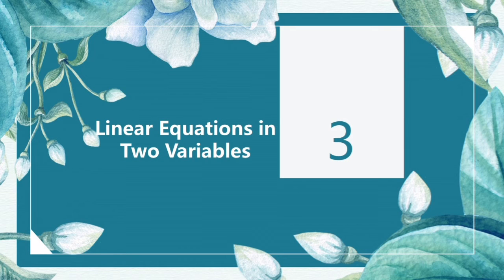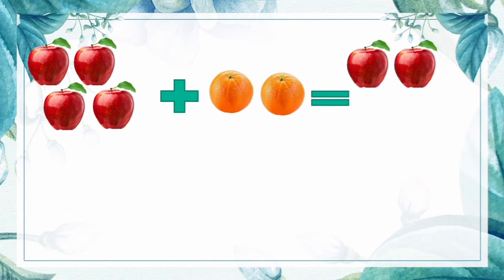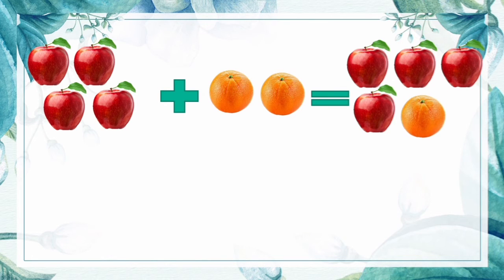Next, 3. Linear equation in 2 variables. Next, let's have a look. I have 1, 2, 3, 4 apples. And I was given 1, 2 oranges. Now, how many apples and oranges do I have? I have 4 apples and 2 oranges.